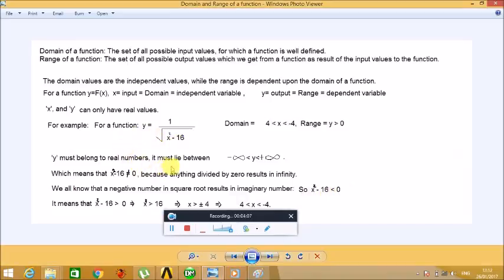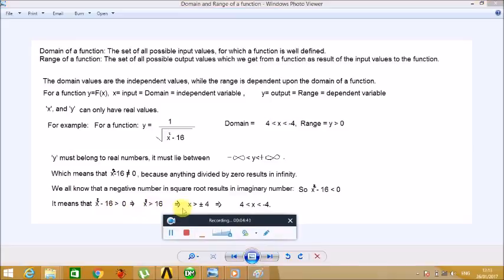Now, the only possibility is that this term should be greater than 0. So x² − 16 must be greater than 0. Now, if we move 16 to the other side, we get x² must be greater than 16, which means that x must be greater than 4 or smaller than −4, which represents the possible interval for x.